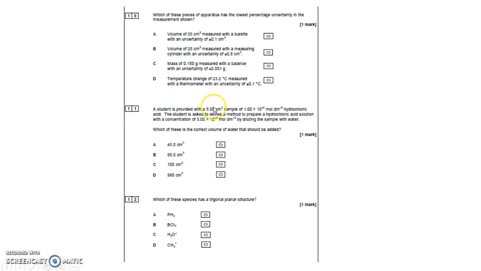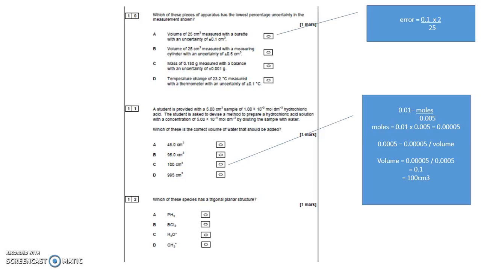Students provided with 5 centimeters cubed sample of hydrochloric acid. If you've got a volume and a concentration, then what it wants you to do is to work out concentration is moles divided by volume. So this is the correct answer in the end, as you may work it out. So concentration is moles divided by volume.